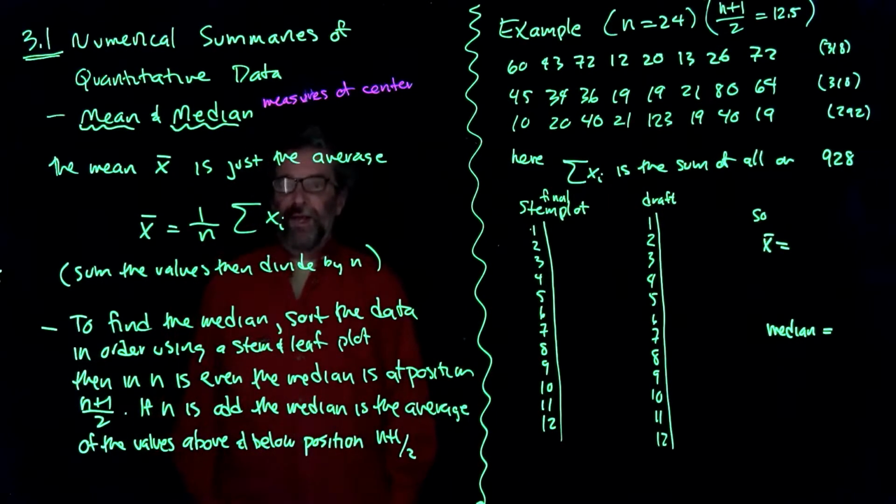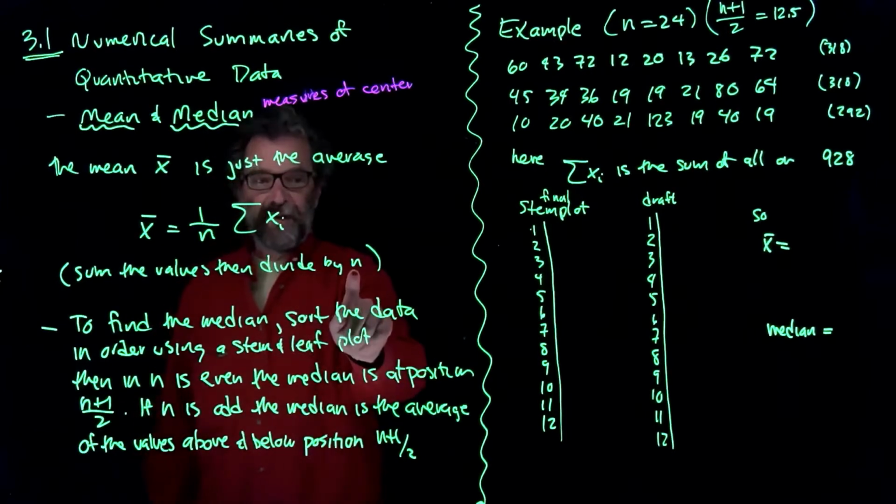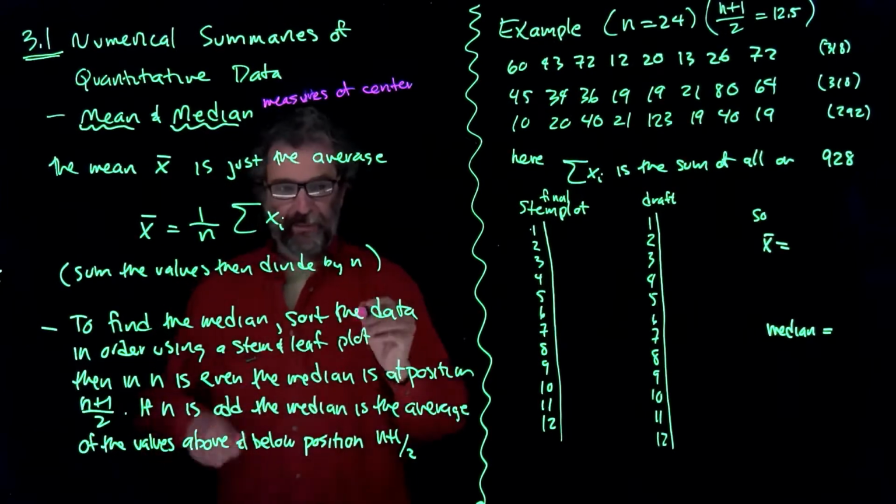The mean is the average. So to find an average of some values, you add the values, the sum of the values, then divide by the number of values, which is n. So n is the number of values.